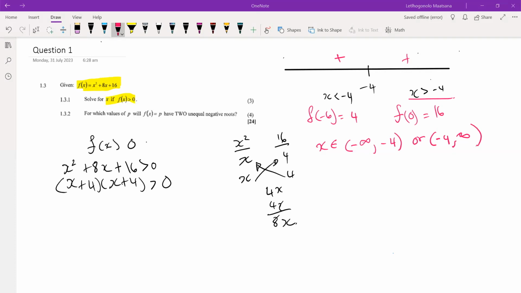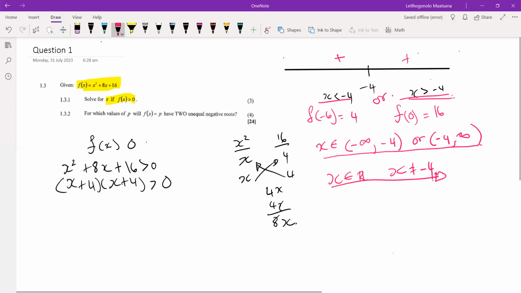Or we can say that x is an element of all real numbers, but x cannot be equal to -4. Okay? Those are the only ways we can write it at the top. So we have x being less than -4, x being greater than -4, or you can write it this way, or you can write it that way. All ways are acceptable.